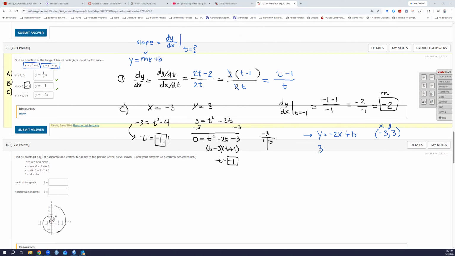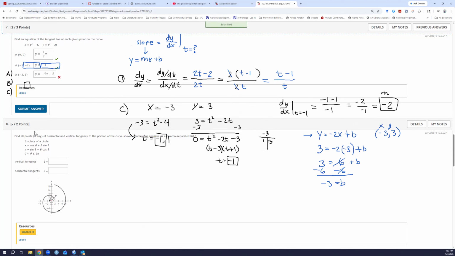So this would be 3 equals negative 2 times negative 3 plus b. So we get a positive 6, get a 3 over here, plus b. And if we want to isolate the b, we'll subtract the 6 over here. So we get these guys to cancel out. So b is equal to a negative 3, and that's going to finish up our equation. So this should be negative 2x minus 3. We're going to submit our answer.